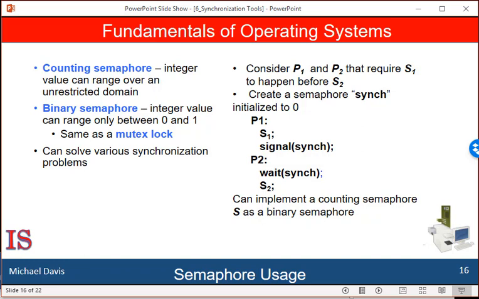Because sync is initialized to 0, process 2 will execute wait sync only after process 1 has invoked signal sync, which is after statement S1 has been executed. In other words, how could process 2 execute wait sync when sync is equal to 0? So you see, sync is initialized to 0, so process 1 must execute first and then increment sync to 1 with the signal operation. Only then can process 2 decrement sync with the wait operation and execute a statement.